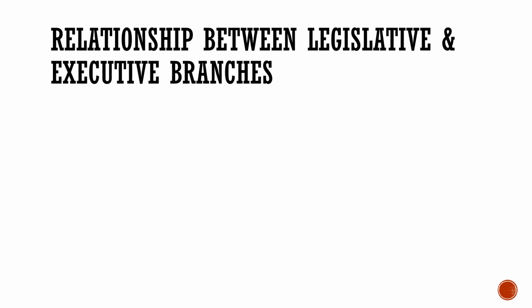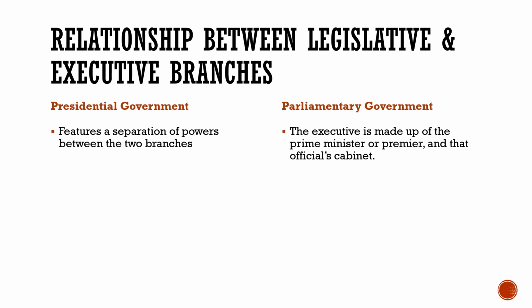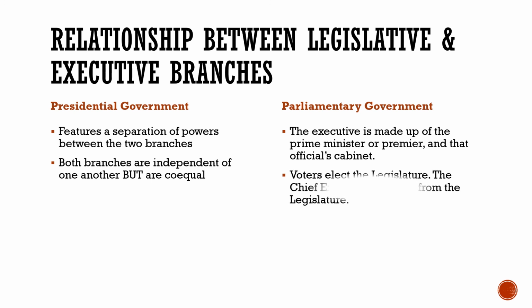Quickly, the relationship between legislative and executive branches. We have the presidential system on one side and the parliamentary one on the other. The presidential system features a separation of powers between the two branches, meaning between the legislative and the executive. In Parliament, the executive is made up of the prime minister or premier, premier is usually the French term, and that official's cabinet. In the presidential government, both branches are independent of one another but are co-equal, while in Parliament voters elect the legislature, and then the chief executive is drawn from those already in the legislative branch.